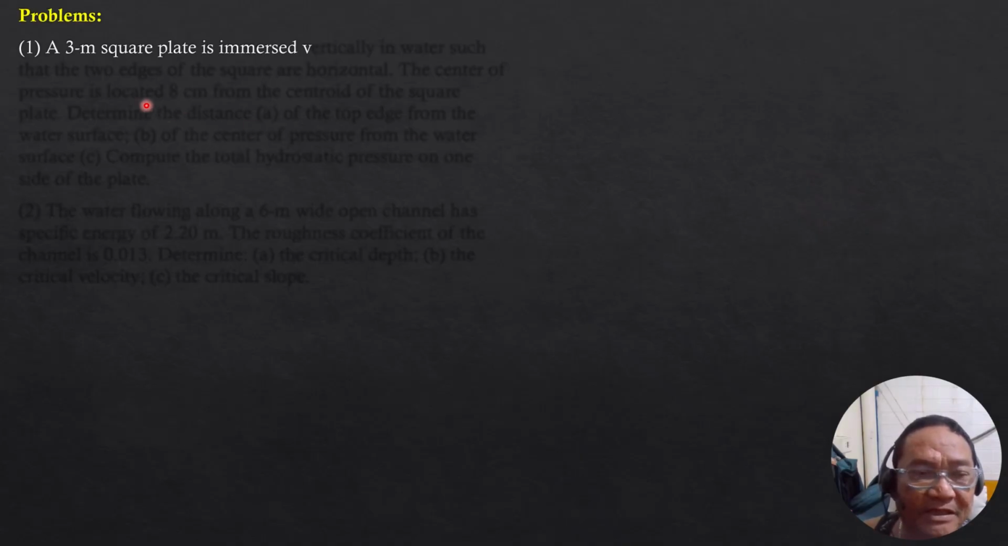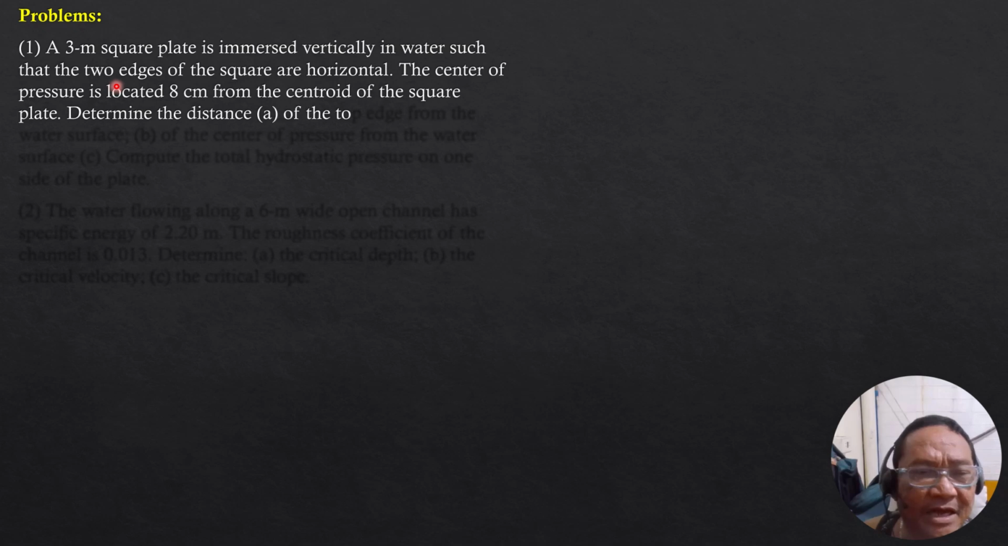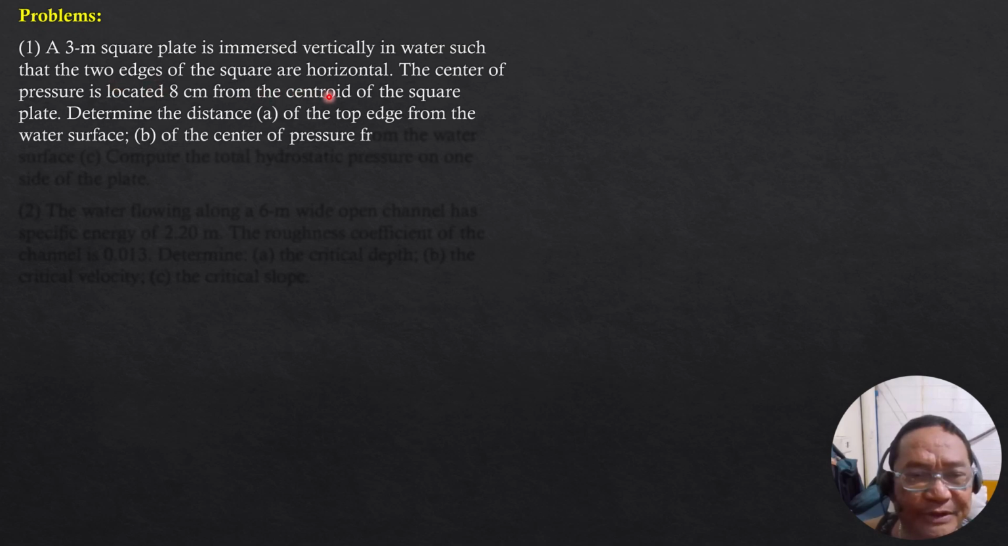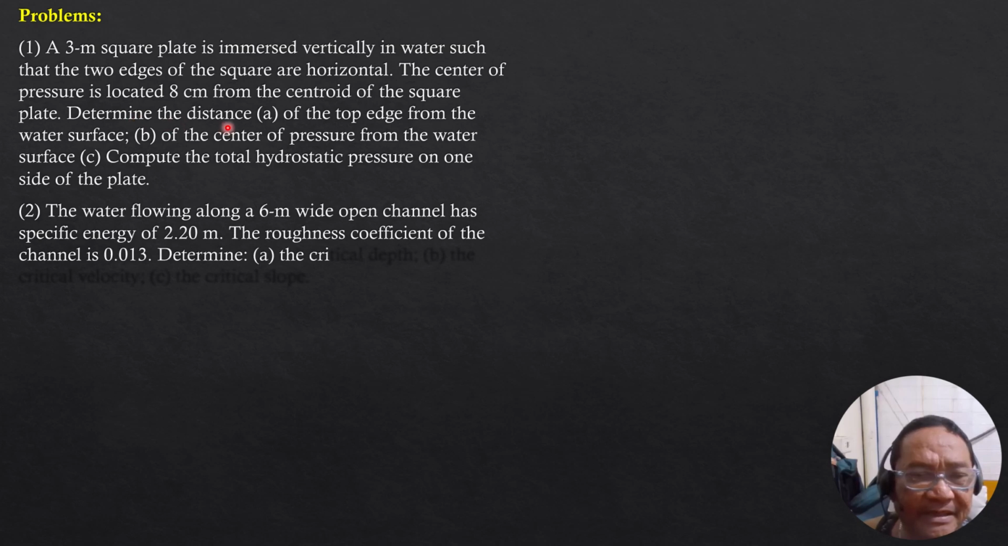So we have here situational problem 1. A 3-meter square plate is immersed vertically in water such that two edges of the square are horizontal. The center of pressure is located 8 centimeters, or 0.08 meter, from the centroid of the square plate. Determine (A) the distance of the top edge from the water surface, (B) the distance of the center of pressure from the water surface, and compute the total hydrostatic pressure on one side of the plate.